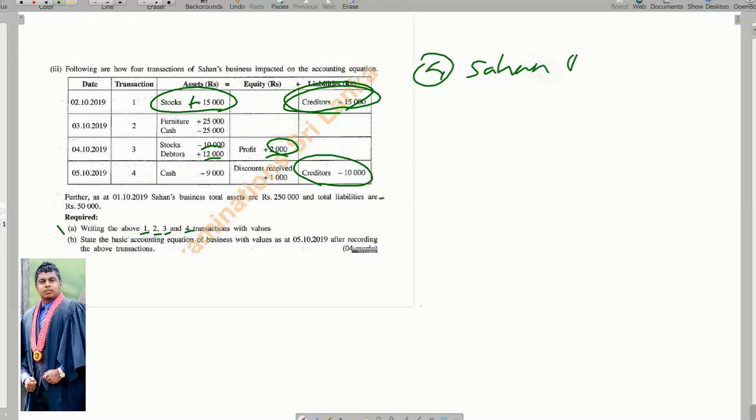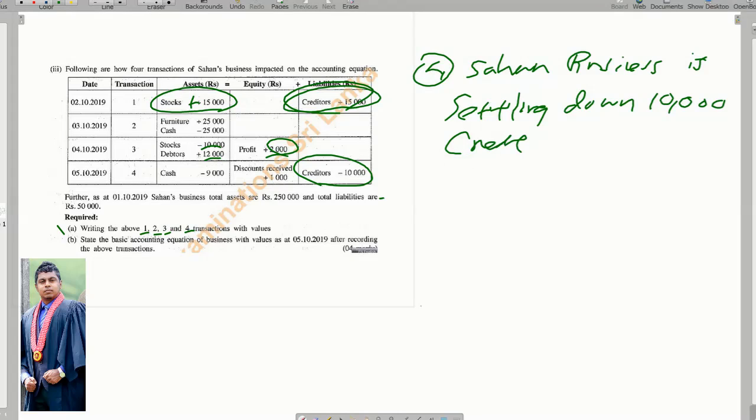Then you can see that again the accounting equation is balanced. Then we can write: Sahan business is, that means we are required to explain the transaction. Sahan business is settling a 10,000 credit balance. So that means they are going to settle the credit balance of suppliers.